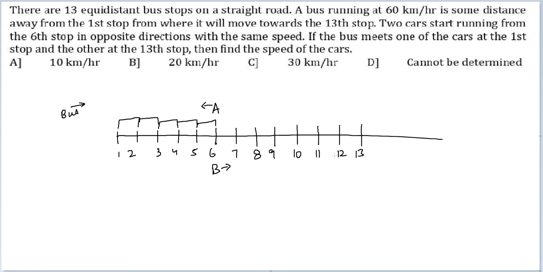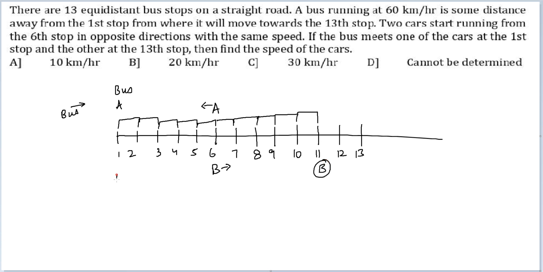So B will also travel 5 units of distance this way because they both have the same speed. So 1, 2, 3, 4, and 5. This is where B would be. When A and the bus are meeting here, this is where B would be.